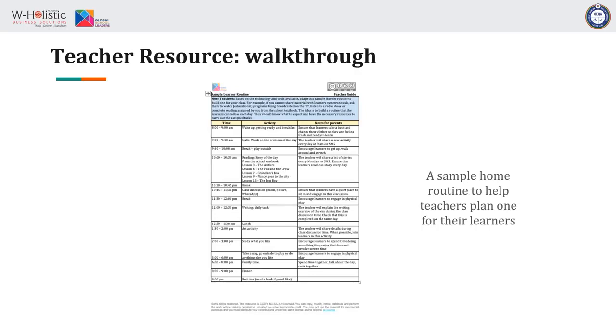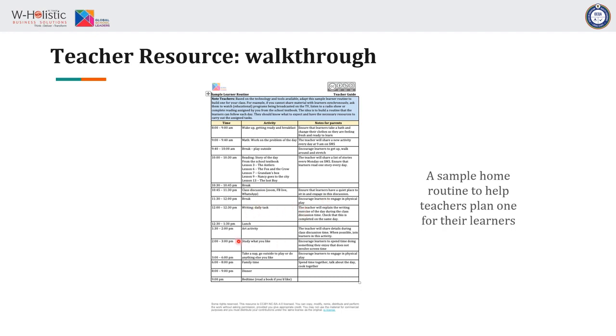I absolutely just love this teacher resource, and it is a sample home routine that would actually help the teachers plan for their learners, and it is beautiful, absolutely beautiful. You would notice the times here, you would notice the activities, you would notice notes for parents. It is so clear, and you would notice there's break times.